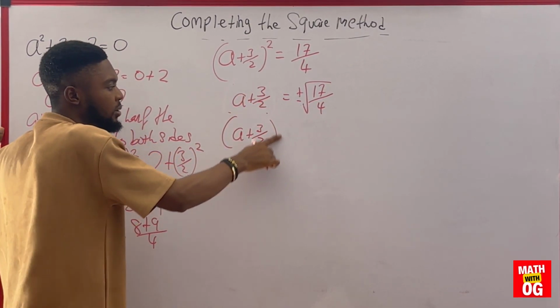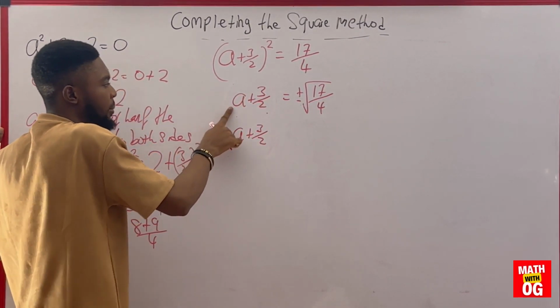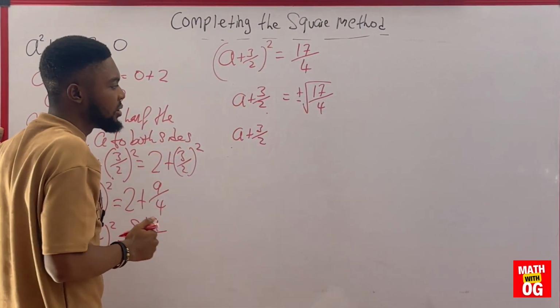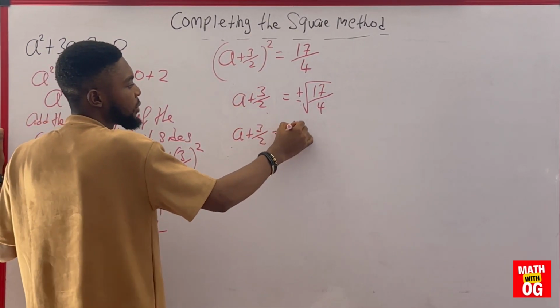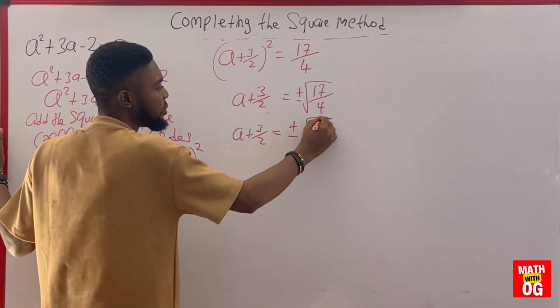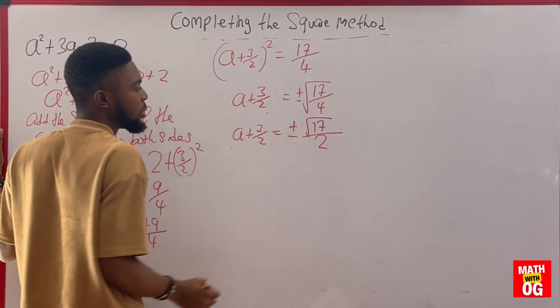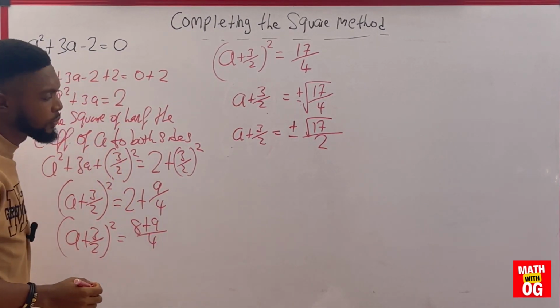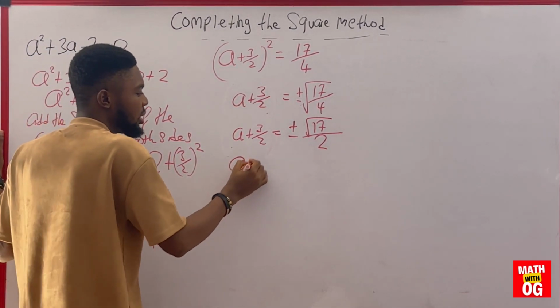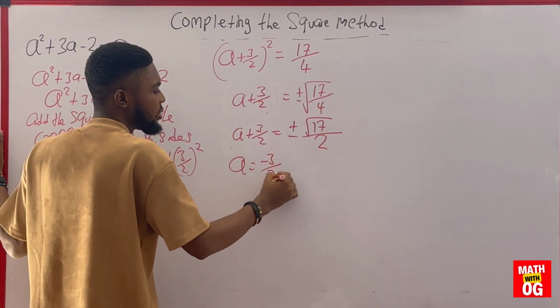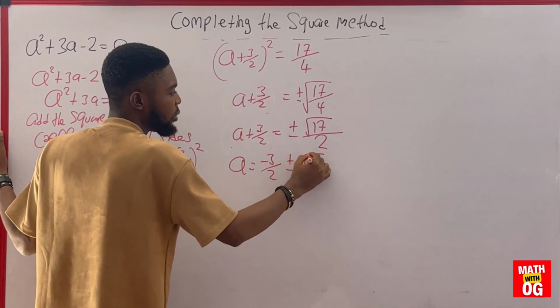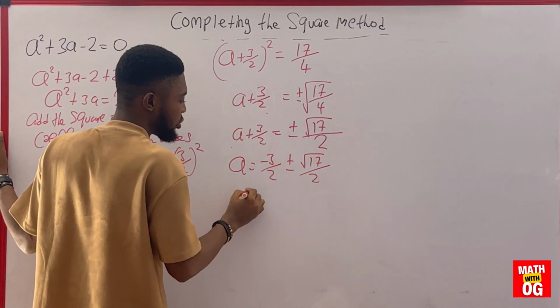So this is simply a plus 3 over 2. That was an error on my part. Taking the square root will cancel out this square. So this will give us plus or minus square root of 17 all over square root of 4, which is simply equal to 2. Now I can subtract 3 over 2 from both sides, and this will give me a is equal to negative 3 over 2 plus or minus square root of 17 over 2.